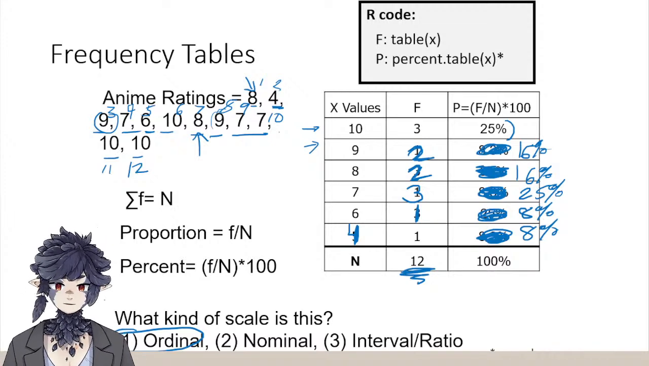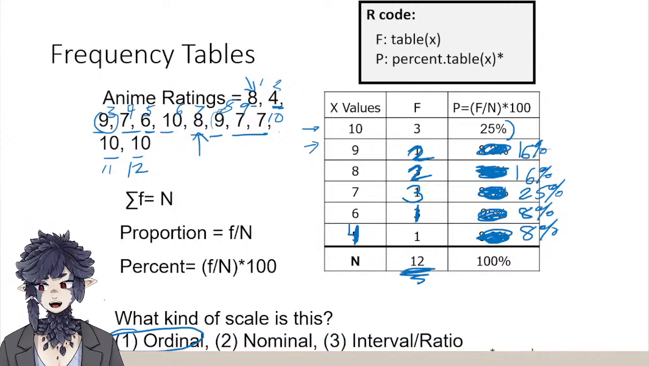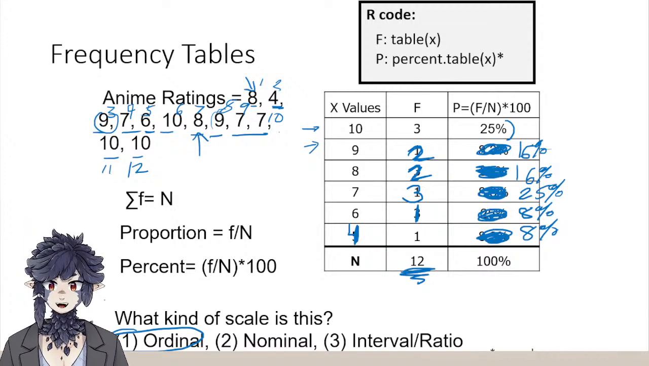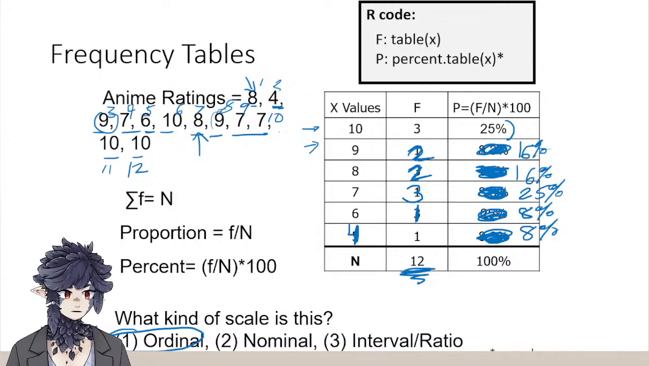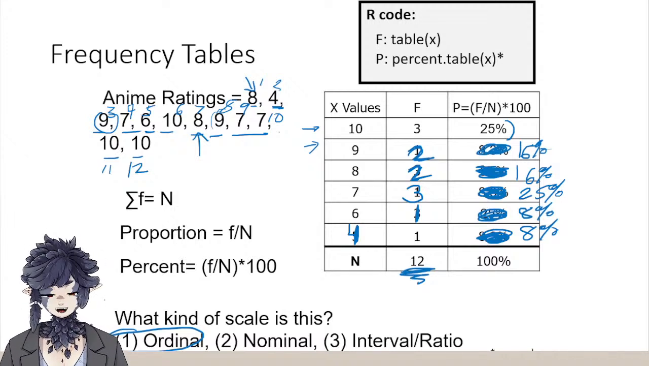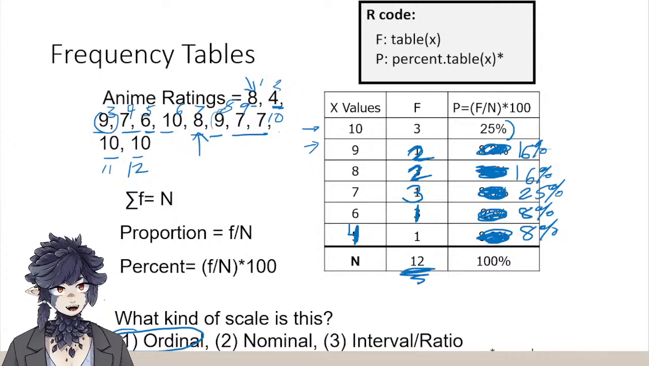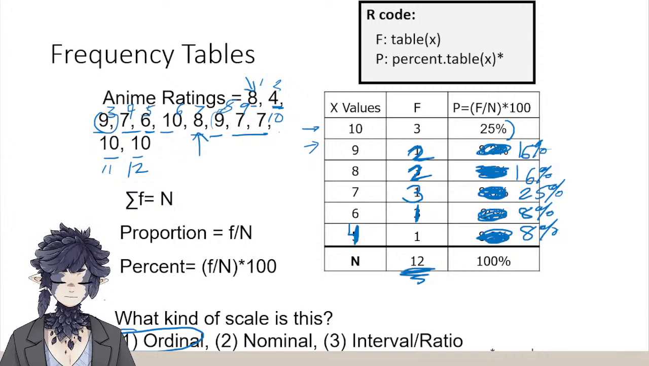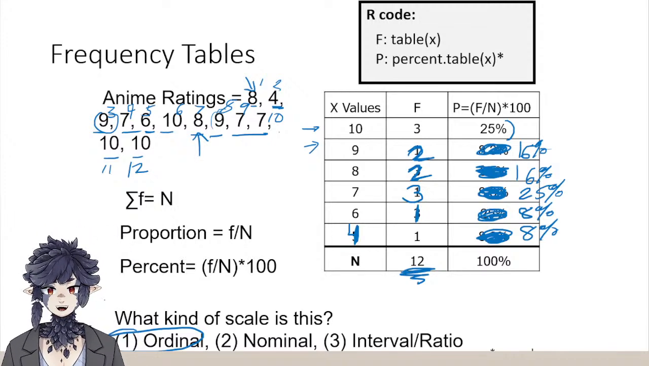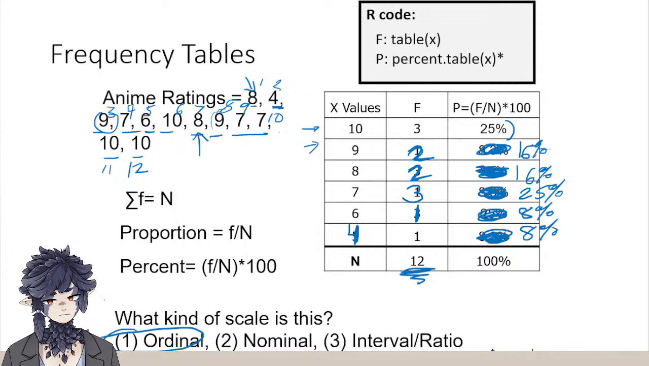But the weird thing about this is that subjective ratings, like the quality of an anime or how depressed you are on a scale of 1 to 5, tend to be ordinal. We cannot guarantee that the difference between a 1 out of 10 anime and a 2 out of 10 anime is the same as the difference between a 7 out of 10 anime and an 8 out of 10 anime. We can't guarantee that those units are the same size. So we would consider this an ordinal scale, at least as far as statistics and data analysis is concerned.